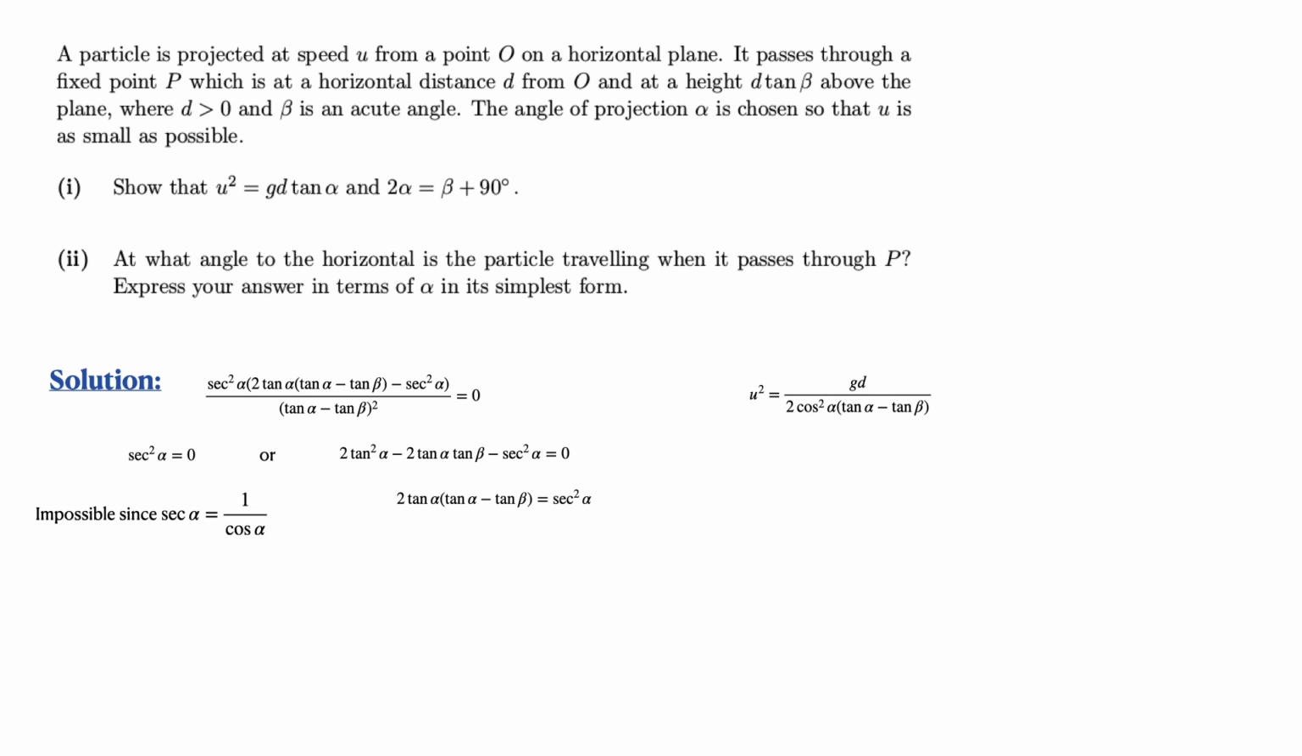Move the sec squared alpha to the right-hand side and take out the common factor on the left-hand side, and we get an expression for tan alpha minus tan beta. Now substitute back into u squared, and we get the first required result.